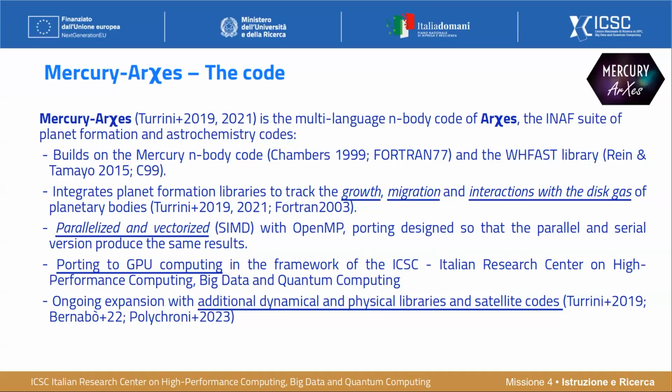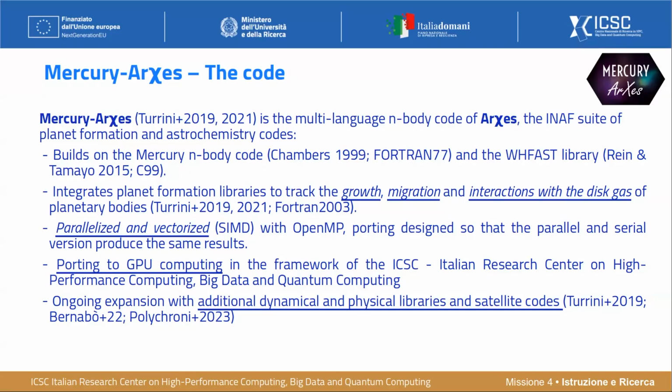Okay, so Mercury-Arxes is part of our suite of codes. The correct spelling is with a K, so it's Mercury-Arxes, which stands for origin. It takes the name from the fact that it builds on top of the Mercury N-body code, a long-time classic in the planet formation and dynamical studies community, but it integrates it with the IAS15-FAST library from the REBOUND code, because we noticed that when we want to account for migration, sometimes the inbuilt libraries of Mercury are not necessarily precise. The Arxes part of the name comes instead from the library we developed that accounts for the growth, the migration, and the interaction between disk gas and planetary bodies.